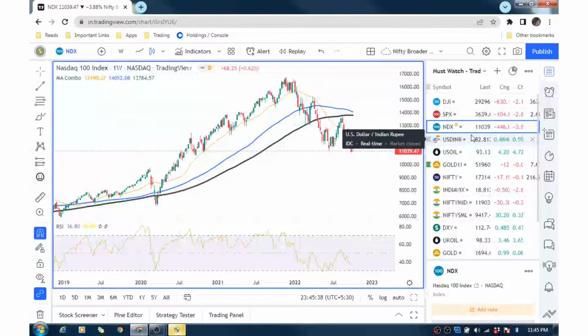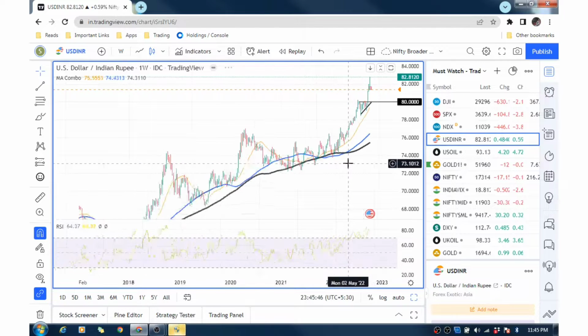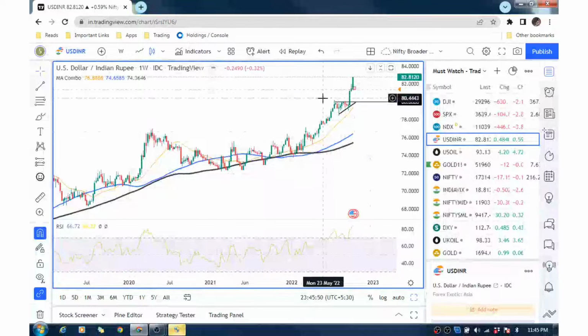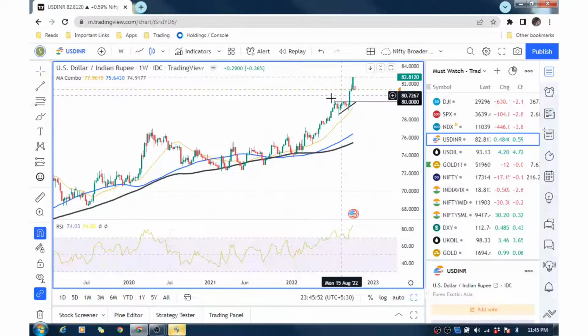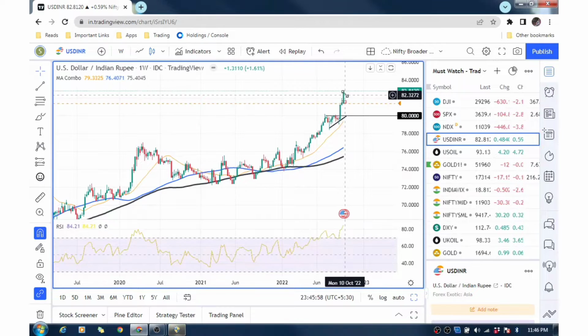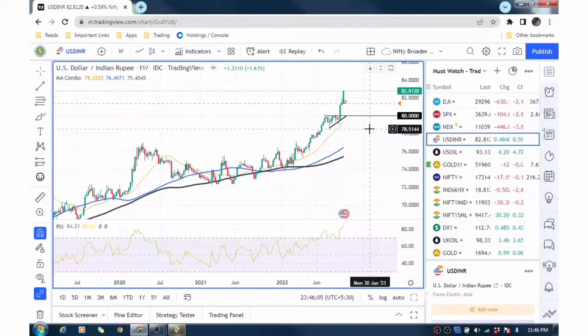Now the next important chart is USD INR. I think this is the most crucial chart that Indian market participants or traders should watch for. As you can see, dollar broke the key support or the key resistance level of 80 and since then it has been in an uptrend, and it's currently trading in an all-time high range of 82.81.